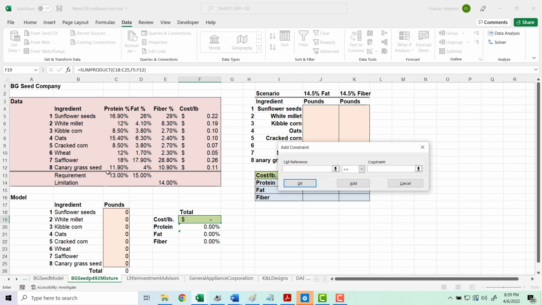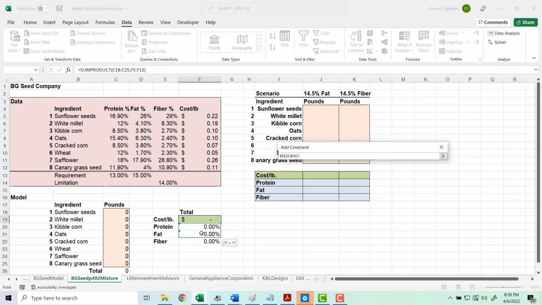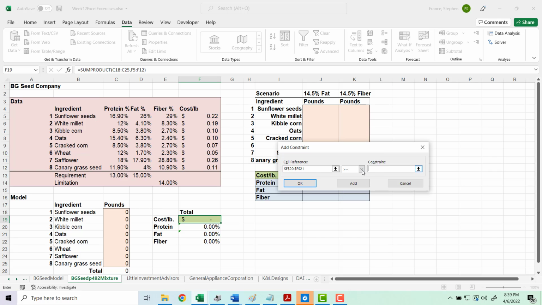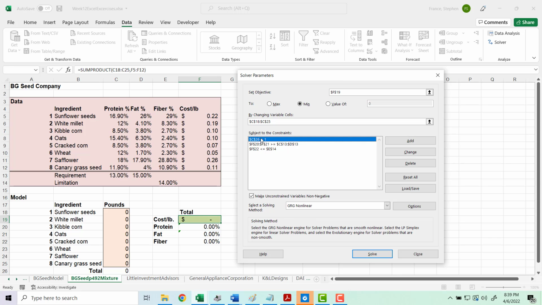And then we have our greater or equal constraints. The protein and the fat are greater or equal than 13 and 15% respectively. And our less than constraint, our fiber, is less than or equal to 14. Just check that. Fiber F22 is less than or equal to E14. Okay, good. So we have our different constraints here. It's a linear program, so we use the simplex, and we're going to solve.